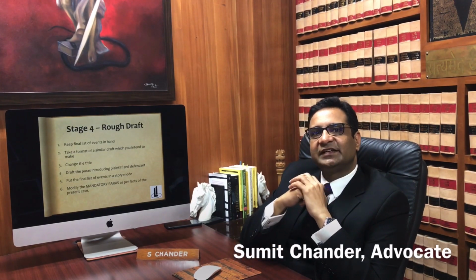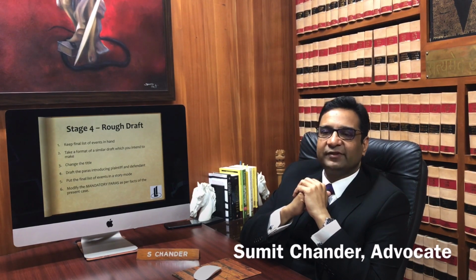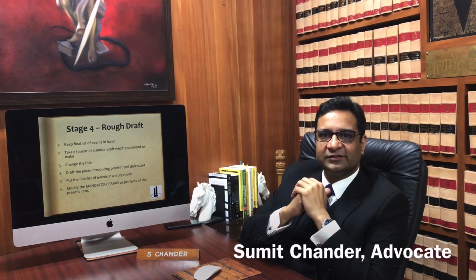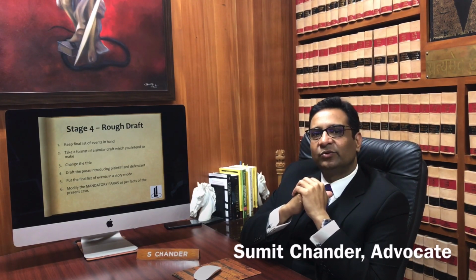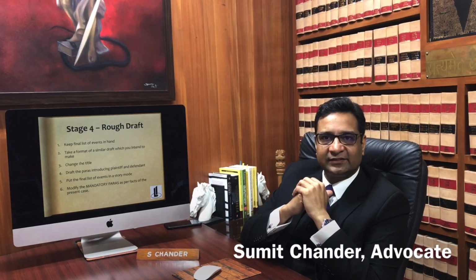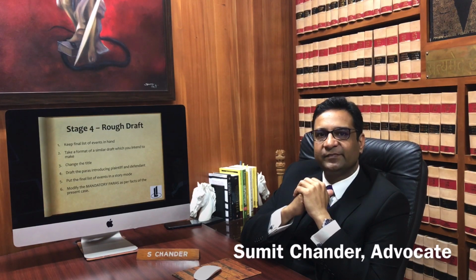Stage 4, which is the rough draft. Now you have a final list of events in hand, and you take a format of a similar draft which you intend to make. Change the title. Draft the paras introducing the plaintiff and the defendant. Once you've introduced the plaintiff, maybe a citizen of India, who met the defendant in a particular manner and is aggrieved because he took the money. The defendant is a businessman who somehow showed you that there is loss going on in his business for which he needed money and he borrowed that money from you, which today he refuses to return.